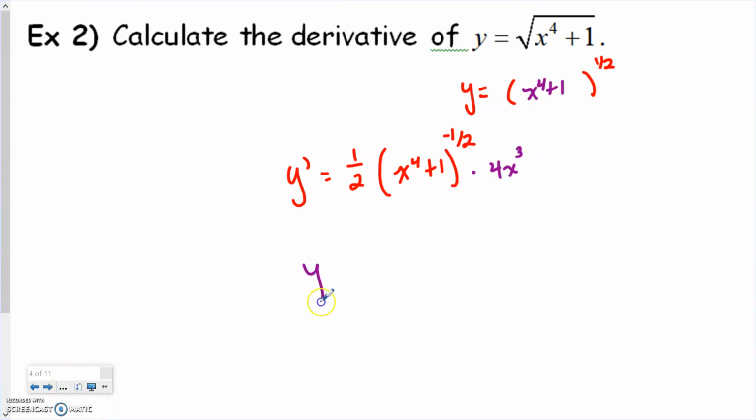So now I can simplify this. 1/2 of 4 is going to give me 2x to the third times x to the fourth plus 1 to the negative 1/2 power. You could rewrite this as a fraction with a square root if you would like. I'm just going to leave it like that.